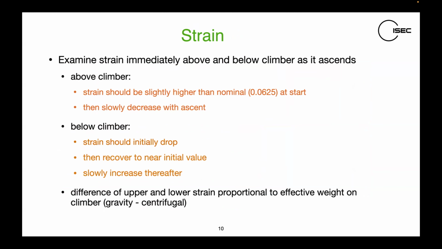So what you're doing is transferring mass from the upper part of the tether to the lower part of the tether, and below the climber, the strain should initially drop because you're transferring mass from above to below. You're making the tether below the climber slack, or let's say you're reducing the tension. And then eventually it should recover to near its initial value, and then this should slowly increase with time as the climber climbs. So the difference of the upper and lower strain should be proportional to the effective weight of the climber, that is, the gravity minus its centrifugal forces.